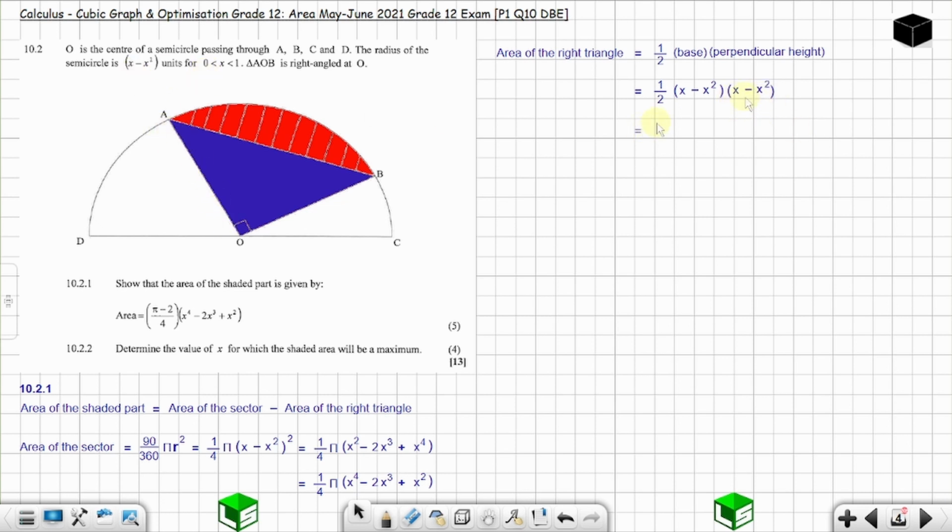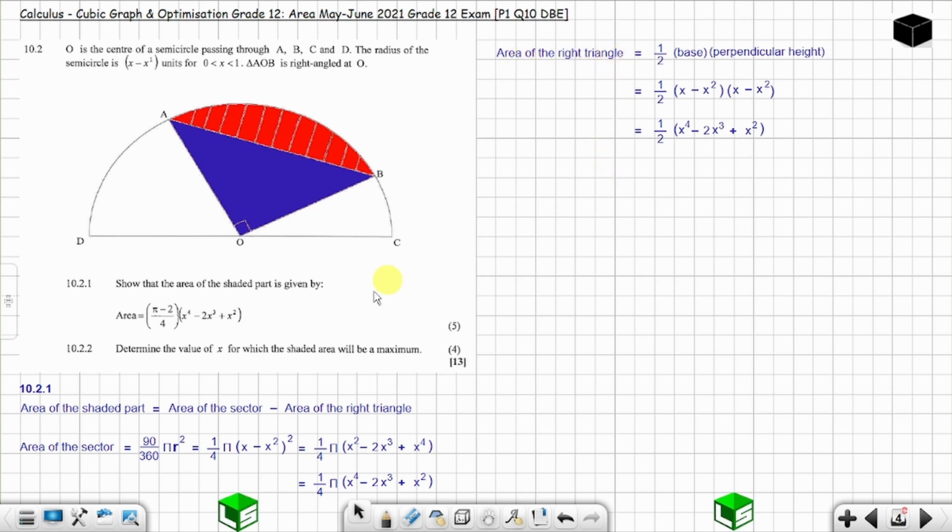This is equal to a half times this. Can you see that this is the same as this? You can write this like this. So what you are going to get is this part, okay? So you can write it like that. Now you have the area of the right triangle, okay?